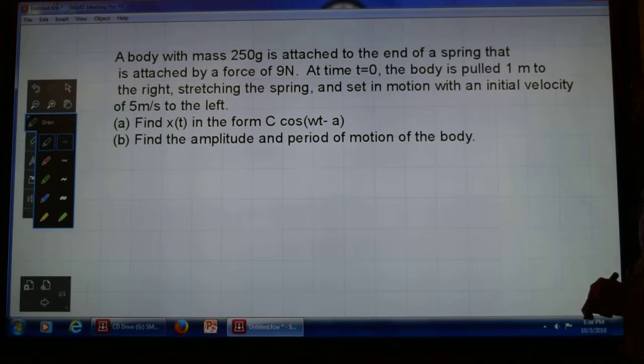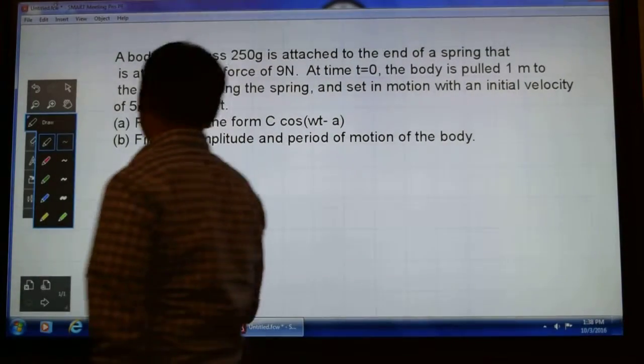Okay, a body with mass 250 grams is attached to the end of a spring that is attached by a force of 9 newtons. At time t equal to 0, the body is pulled 1 meter to the right, stretching the spring, and set in motion with an initial velocity of 5 meters per second to the left. Find x(t) in the form of c times cosine of a single function. And b, find the amplitude and period of the motion of the body. Let's try this.